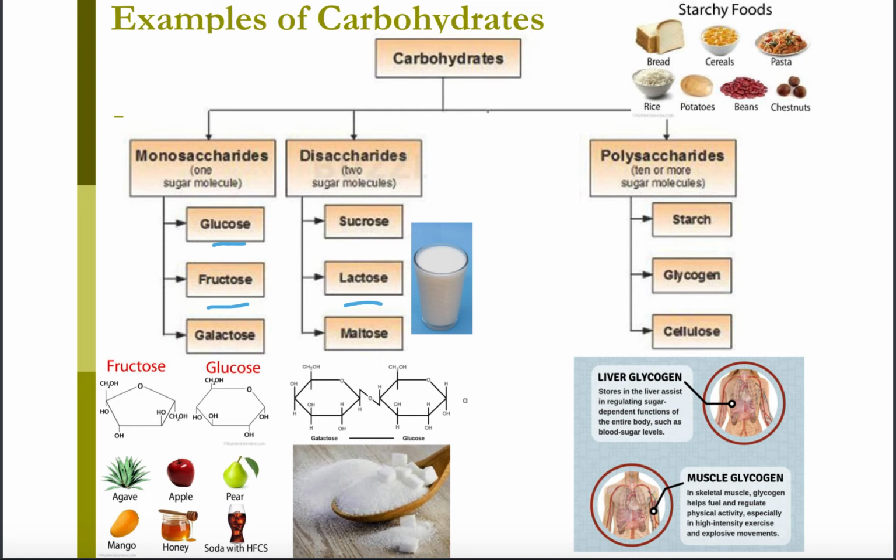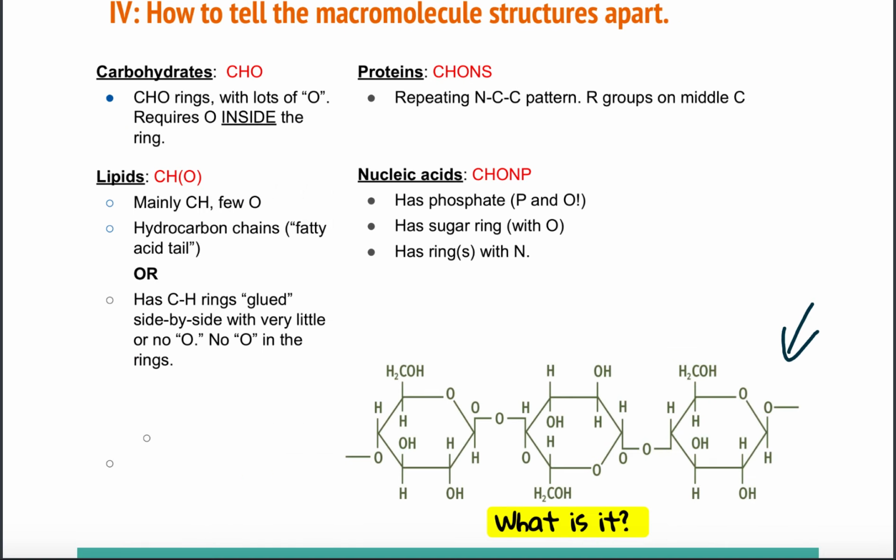Glycogen is a form of sugar that's found in your muscle and liver, and whenever you have extra sugar in your body, you store it in your muscles and liver, and it's used as a reserve of sugar for the future. This is a classic example of a super chained together carbohydrate.